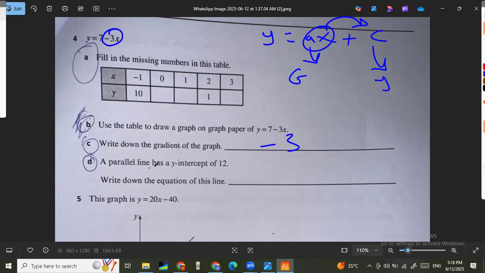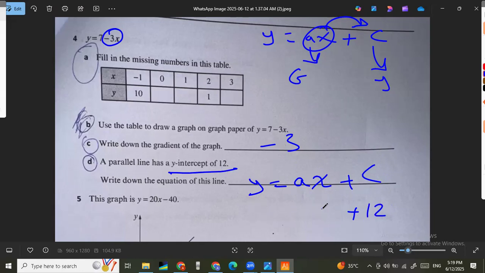A parallel line has a y-intercept of 12. So c is 12. I'll write y equals ax, we haven't seen its gradient yet, plus c. They say the y-intercept is 12. We agreed that the other number, the constant, not the coefficient of x, is the y-intercept. They say it is 12, so c is 12.